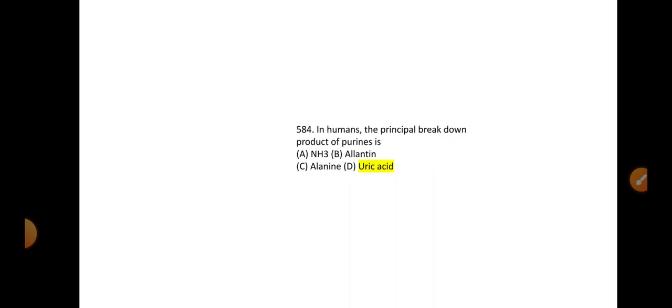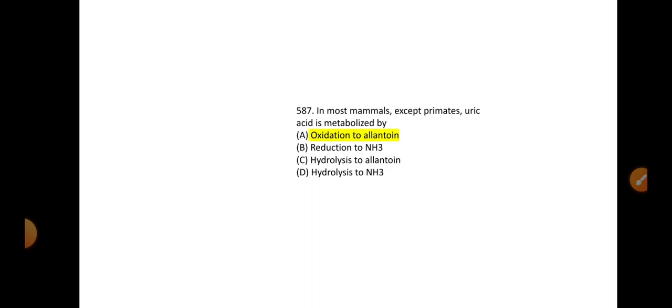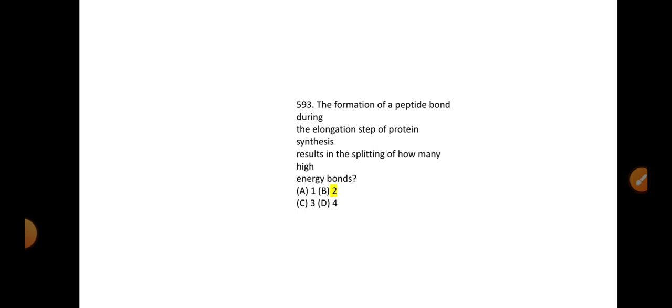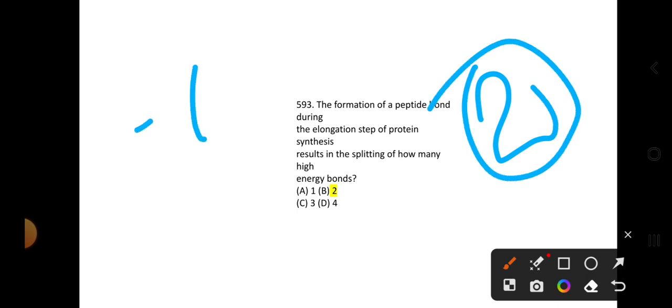In humans, the principal breakdown product of purines is uric acid, and principal breakdown product of pyrimidines is beta-alanine. Most mammals except the primates, uric acid is metabolized by oxidation to allantoin. Formation of peptide bond during elongation step results in splitting of how many high energy bonds? So two are utilized here, one is utilized during activation.